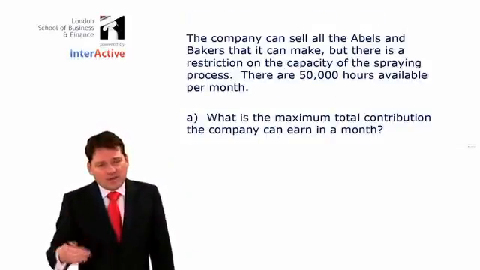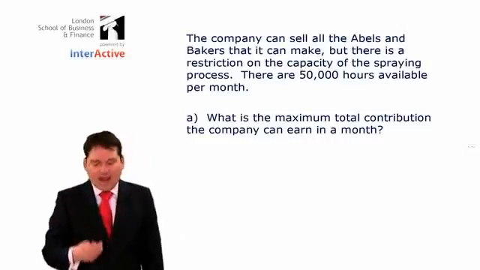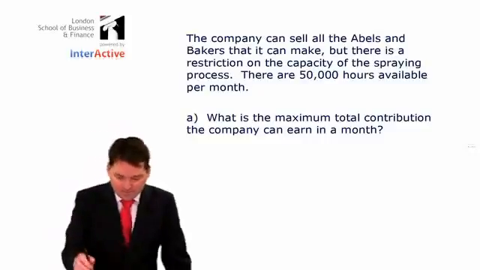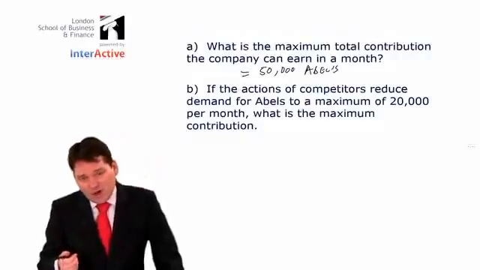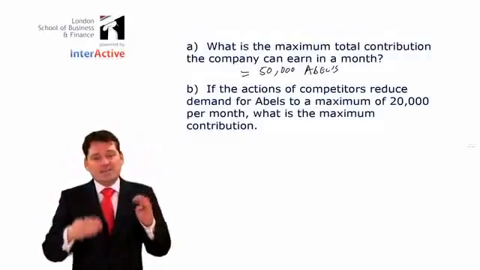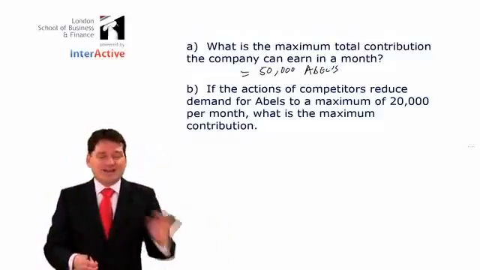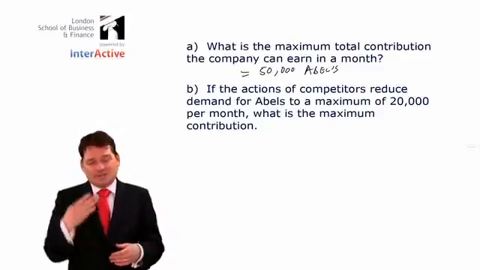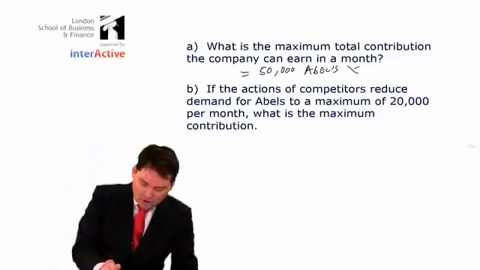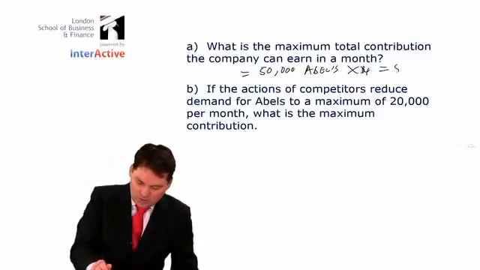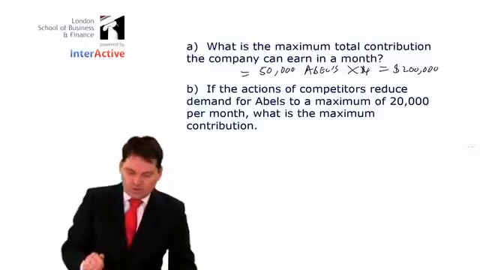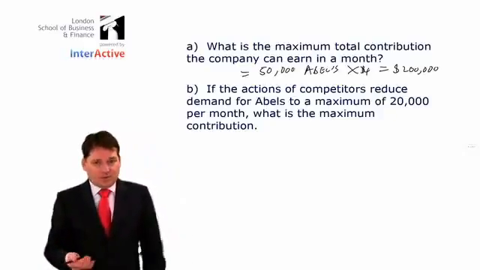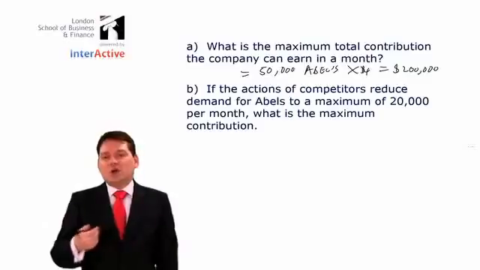So we are told that there is a maximum of 50,000 hours that are available. What's the maximum contribution they can earn in a month? They should manufacture 50,000 Ables. Able is better than Baker. Make as many Ables as you possibly can. They take an hour each. We've got 50,000 hours available, so make 50,000 Ables. And if you remember, contribution per unit was $4, so we will be able to make $200,000 altogether.